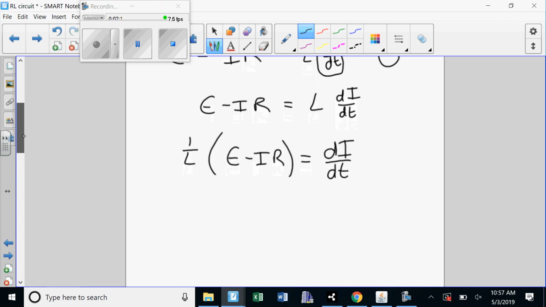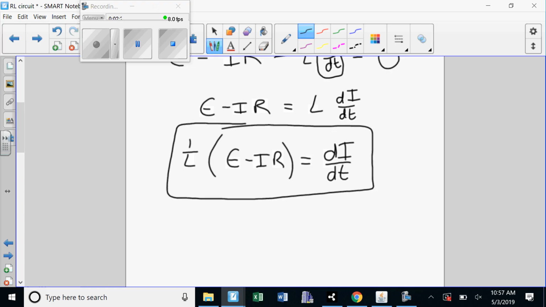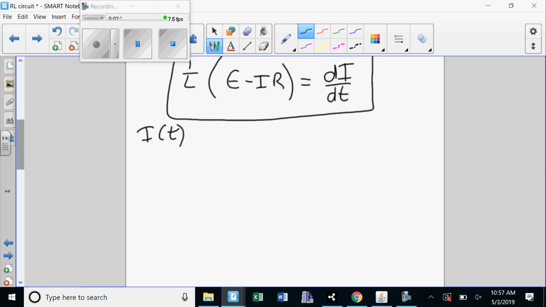Okay, great. So if the question on the AP exam says, write but do not solve a first-order differential equation, I'm done right here. This is a first-order differential equation. And then the next step might be to solve to get I as a function of t. Okay? So I'm going to manipulate this a little bit so that I can get something that looks like the integral on my equation sheet, which is the integral of 1 over x plus a is equal to the natural log of x plus a.